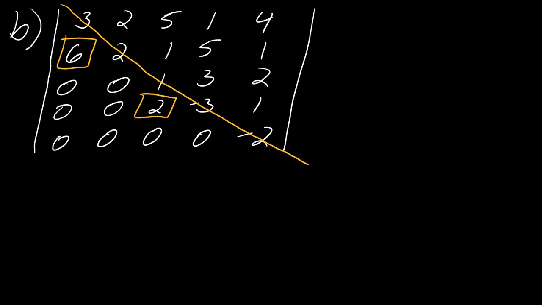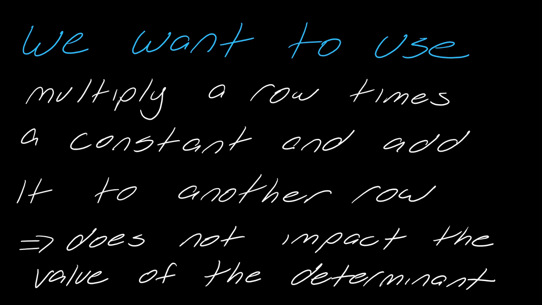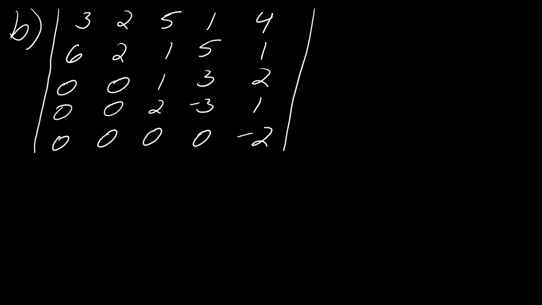So the main row operation that you want to use is the row operation where we multiply a row times a constant and add it to another row. The reason why we want to do this is that this particular row operation does not impact the value of the determinant. Any other row operations will mess with the value of the determinant. So we want to specifically use this one. So we're just kind of being strategic about this.